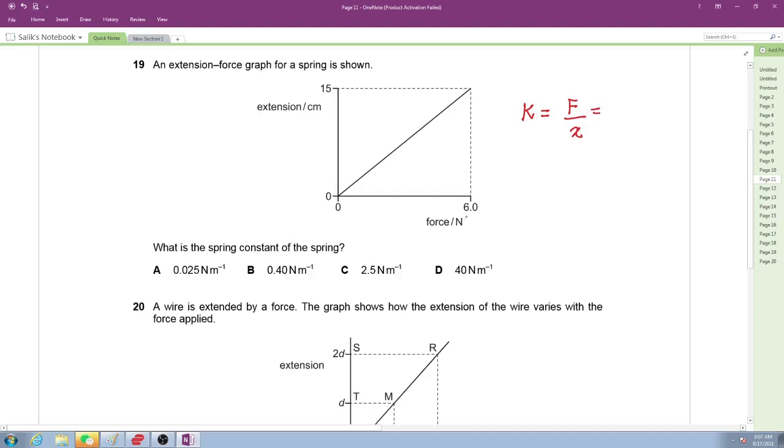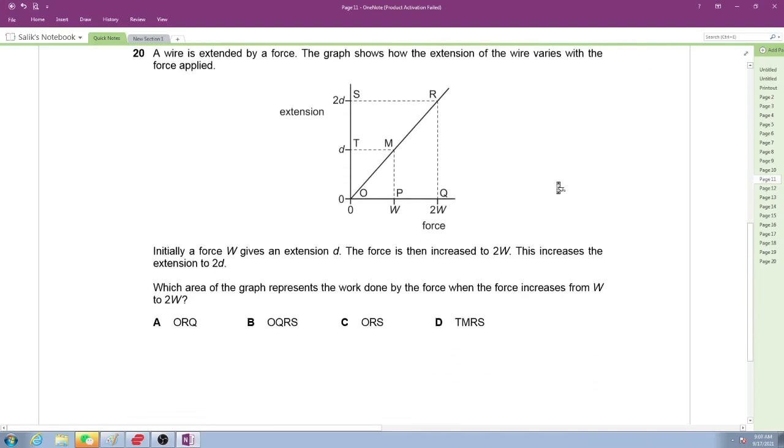In this question, basically this is the reciprocal of the gradient, and we can find the force is 6, the extension for that 6 is 15 times 10 to the negative 2, and we get the correct answer: 40 newtons per meter. The unit of that is newton per meter. So this is our answer.